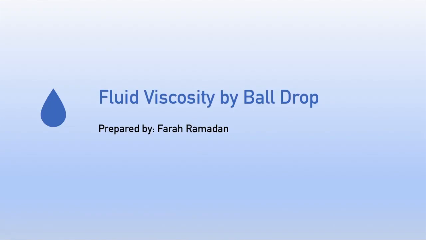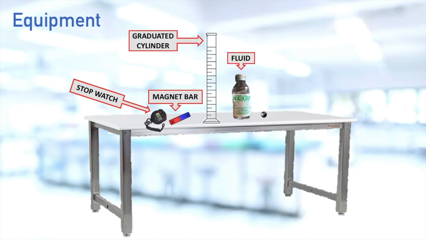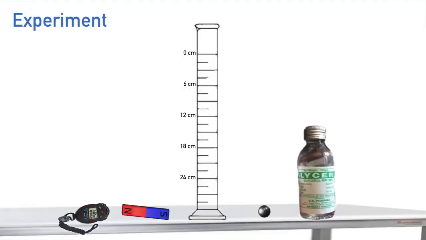We're going to be talking about how we can calculate the viscosity of a fluid by dropping a spherical object in it. This will involve a quick experiment that requires the following materials: a stopwatch, a magnet bar, a graduated cylinder, the fluid, and a steel ball.